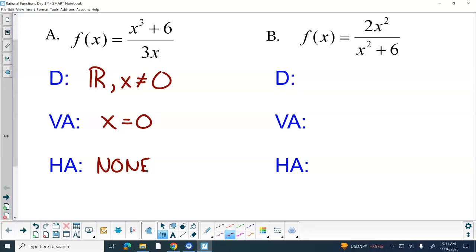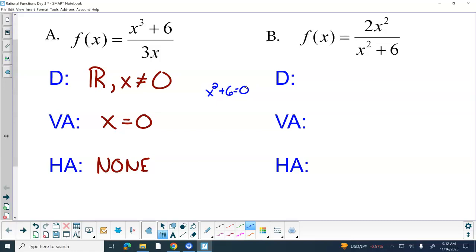Domain. No restrictions? X doesn't equal 6. Okay, let's tap the brakes here now. Let's go off to the side here. So we would normally say x squared plus 6 equals 0, right? What do you got?